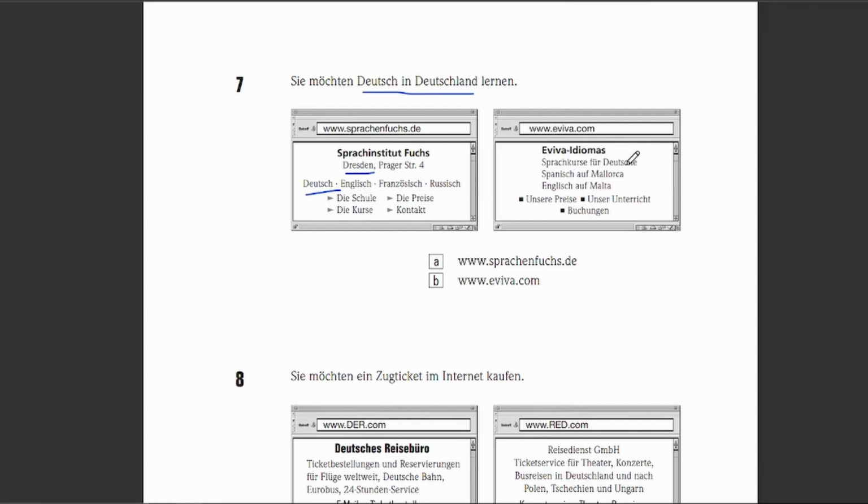Sprachkurs für Deutsche, Spanisch auf Mallorca, Englisch auf Malta. Here there is no address or anything about whether you can learn it in Germany. So this one is wrong, even though here you could learn many languages and the information and price details are there. The most appropriate and correct one is this one.